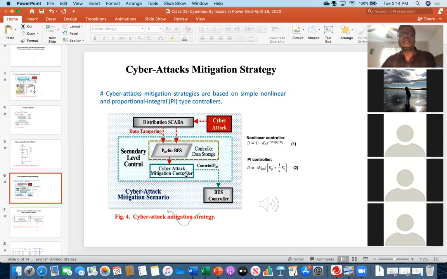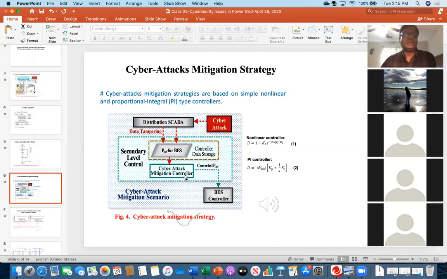That mitigation controller, in this format or any other control format, will modify or adjust the value of the P reference. Accordingly, the correct signal or a nearly correct signal will go to the battery energy storage system. The same thing is true for an inverter system, any smart load system, or a DC to DC converter. For any case, you can use a similar type of controller.